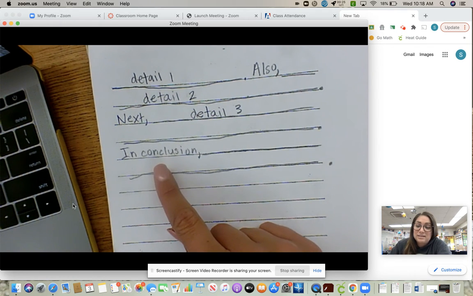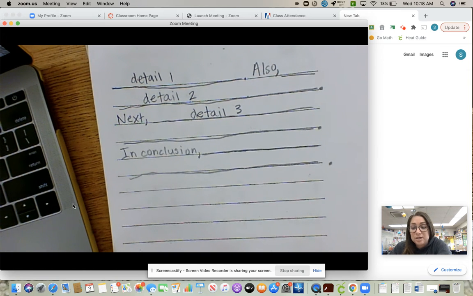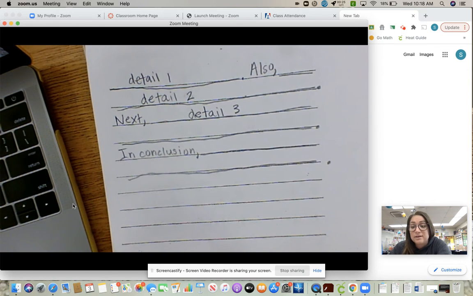And then our last sentence is our concluding sentence. You can say in conclusion. Again, we're trying to work away from that. So if you feel confident enough to not write in conclusion and just write your concluding sentence, which is similar to your opening or topic sentence, then you can do so.